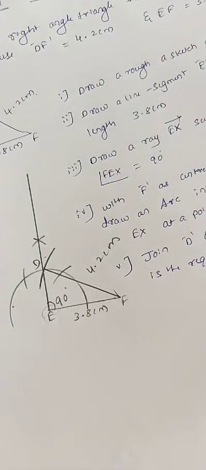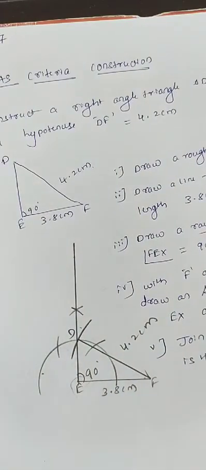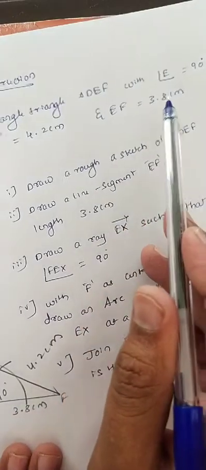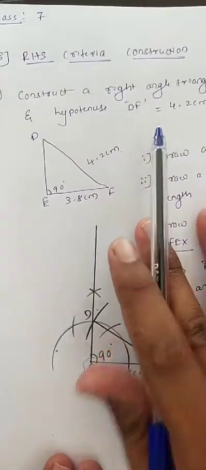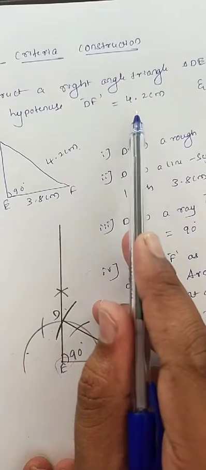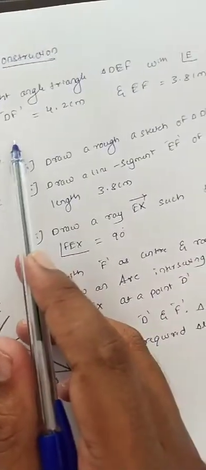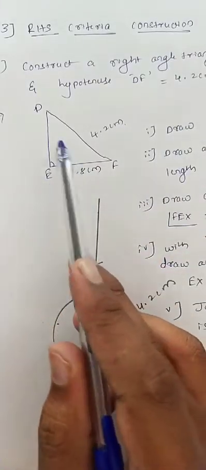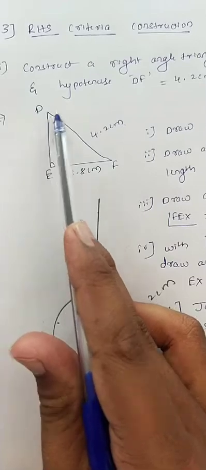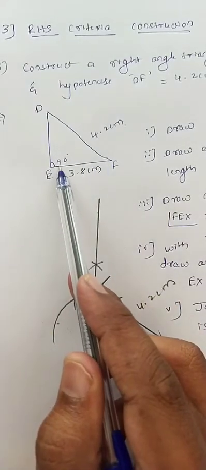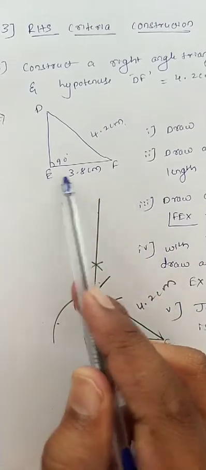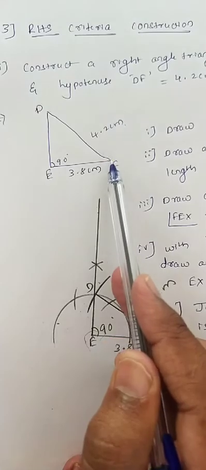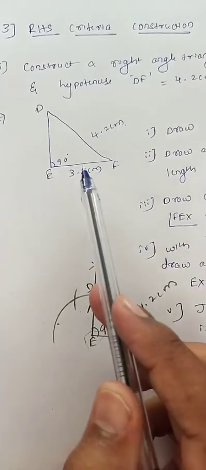Okay, so see here once again the question. Construct the right angle triangle DEF, where angle E is equal to 90 degrees, the hypotenuse DF is equal to 4.2 centimeters, and EF is equal to 3.8 centimeters. First, you have to draw a rough sketch of DEF with angle E equal to 90 degrees. Take the base EF as 3.8 centimeters, and draw the hypotenuse by keeping the compass on F, of 4.2 centimeters.